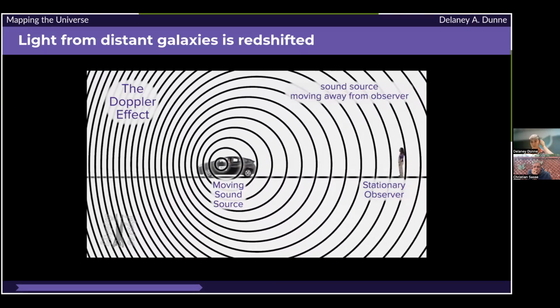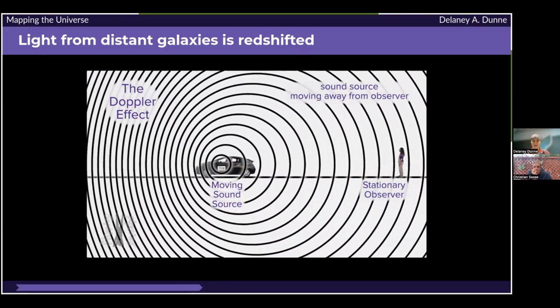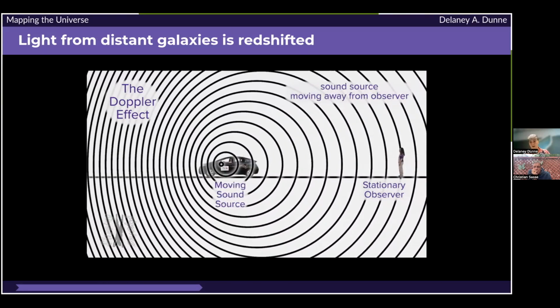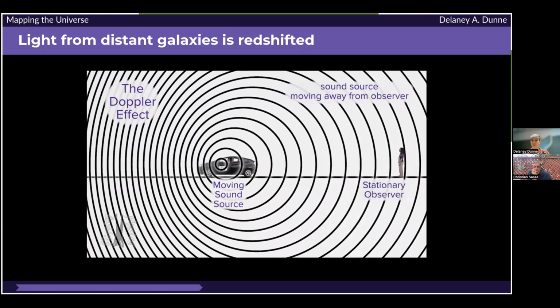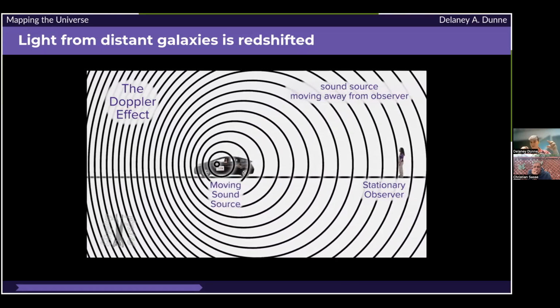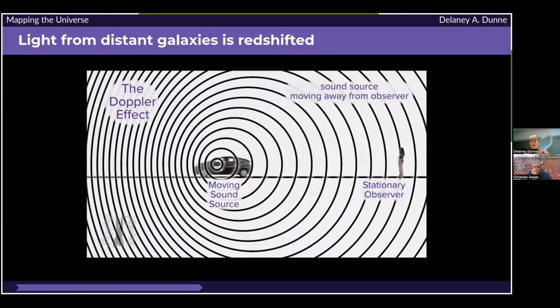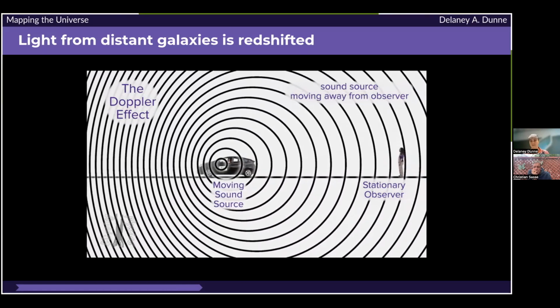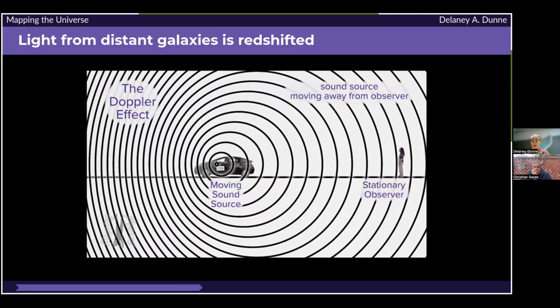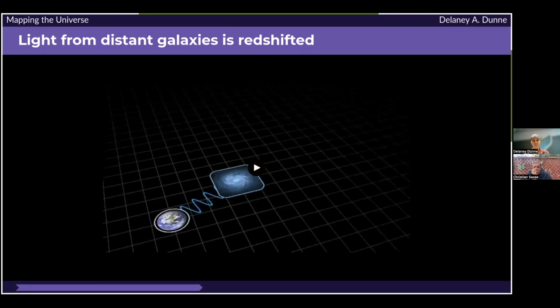This is called the Doppler shift, and it applies to light just like it applies to sound, because light is also a wave. It's made of peaks and troughs. And so if you have something that's emitting light and moving away from you, it looks like it is redder than it actually is, because longer wavelengths of light appear redder. And so we actually call this redshift.